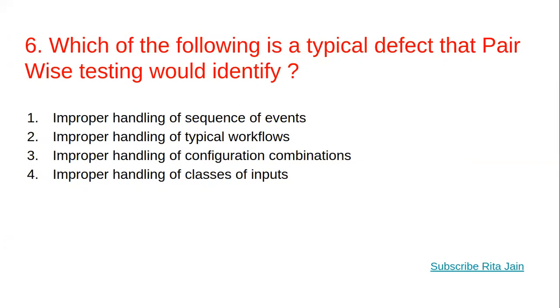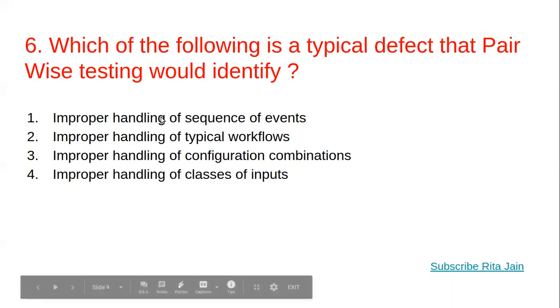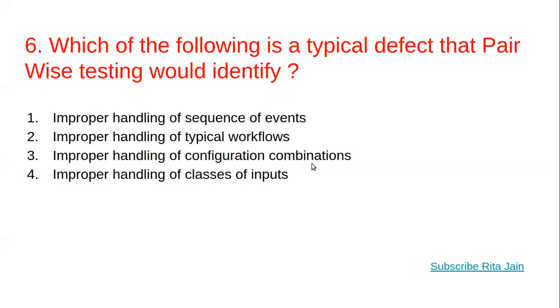Choices: improper handling of sequence of events, improper handling of typical workflow, sorry, improper handling of configuration combination, and improper handling of classes of input. So here the right answer is 3, improper handling of configuration combinations. In this we test our application on various OS and various browser combinations. So this technique is useful in that. So the correct answer is 3.